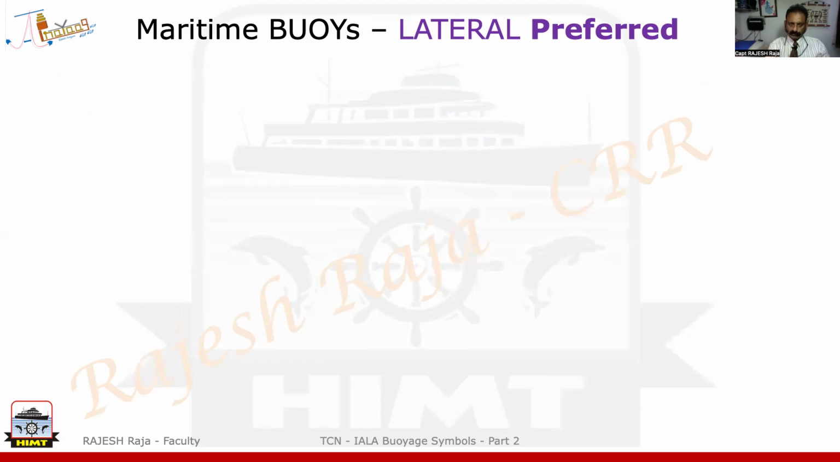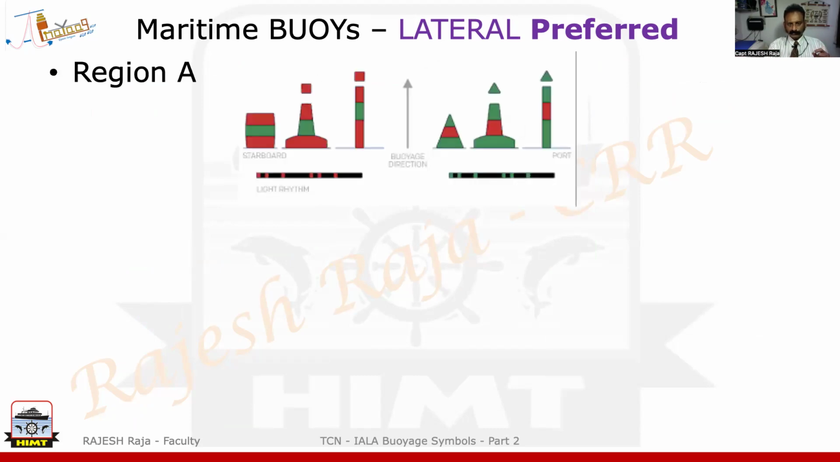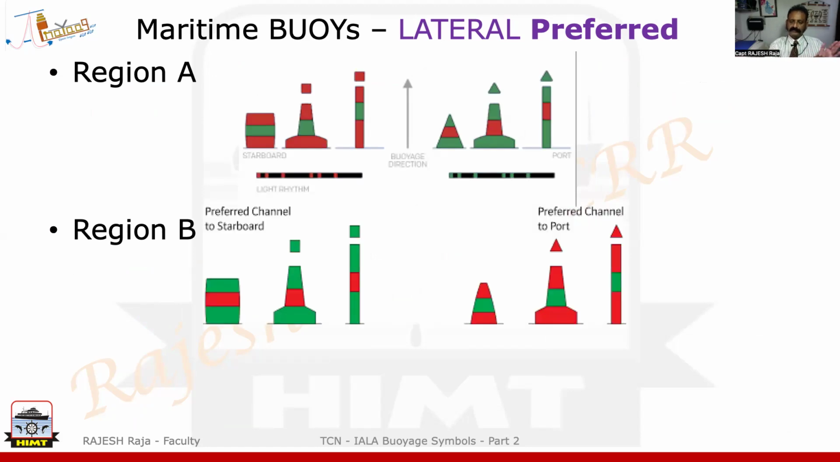I'm going to show you both the regions in one go. We have right now done only region A. So I'm going to show you region A. Then what is region B? Please see here itself. You can see the shape of the buoys do not change. Top marks do not change in both the areas. Right? But the color changes. And the color uses the same concept as port hand buoy and the starboard hand buoy.